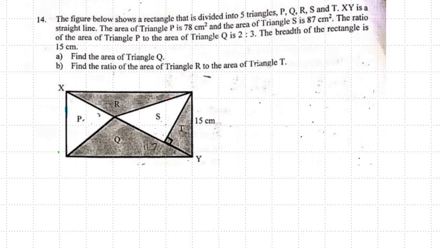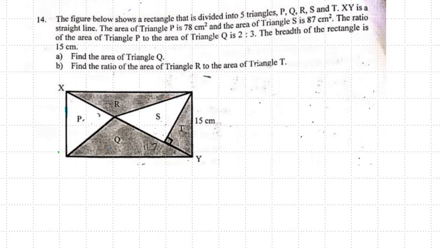Okay, so this question is one that many people get wrong. Actually, it's very simple. So, how do you find the area of triangle Q? You know that the area of triangle P is 78 cm square and the area of triangle S is 87 cm square.